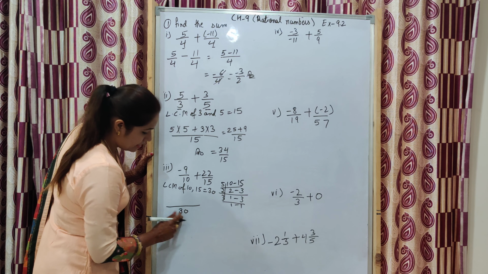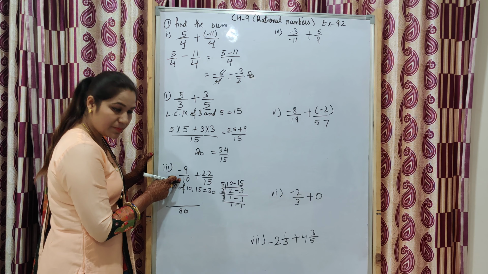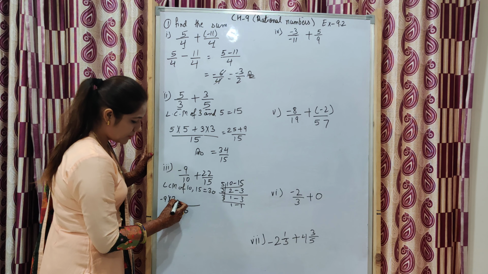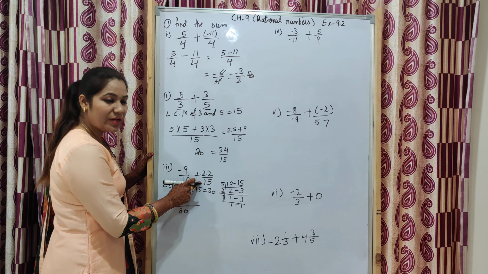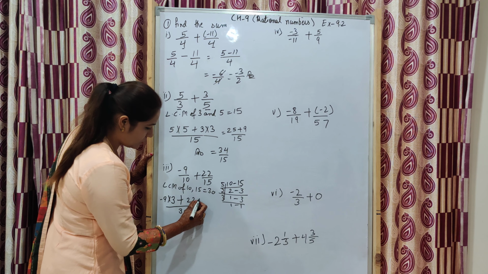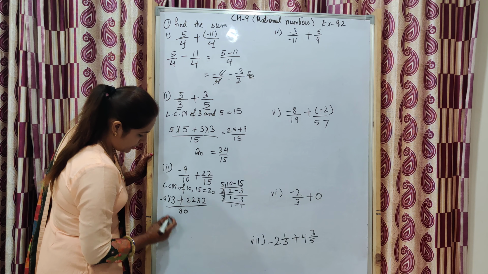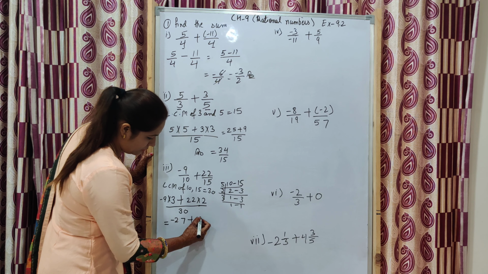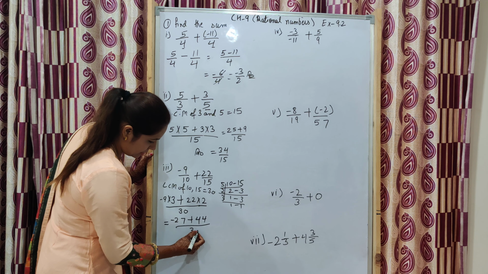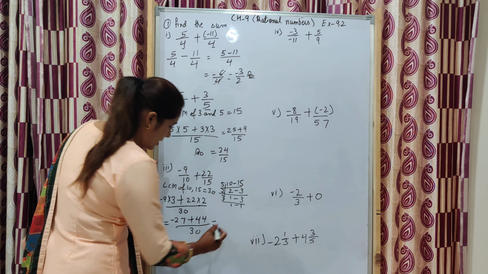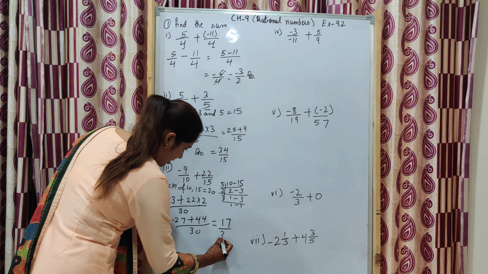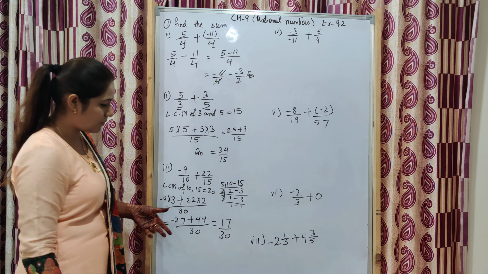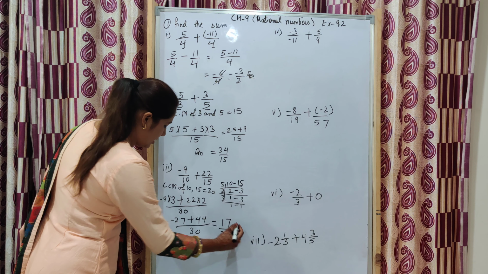LCM 30. 30 divided by 10, we will get 3. 3 multiplied by minus 9. Now plus, put plus. 30 divided by 15, we will get 2. 2 multiplied by 22. So minus 9 into 3, minus 27. 22 into 2, 44 upon 30. Now subtract, 17 upon 30, and 44 is the biggest term, so I put a positive sign, no need to put, that is a positive sign. 17 upon 30, that is the third part.